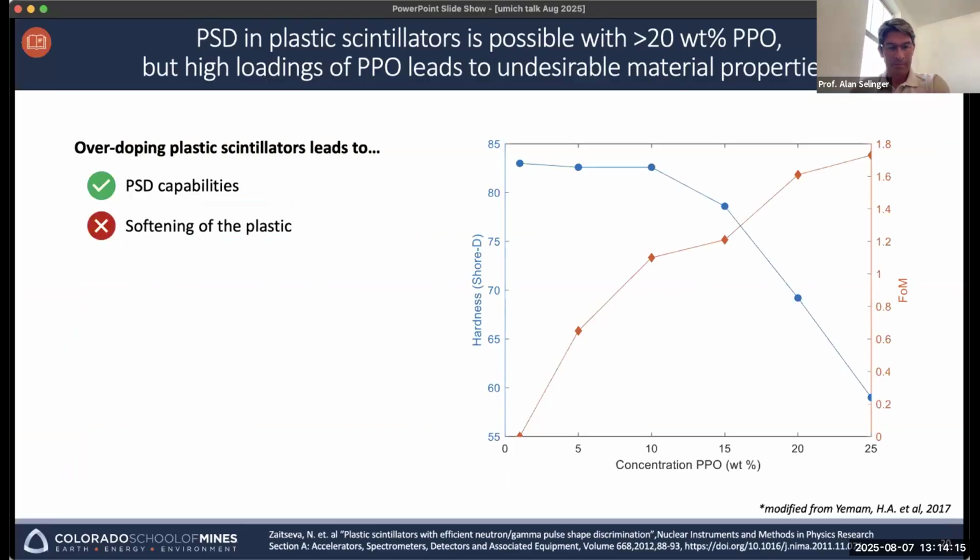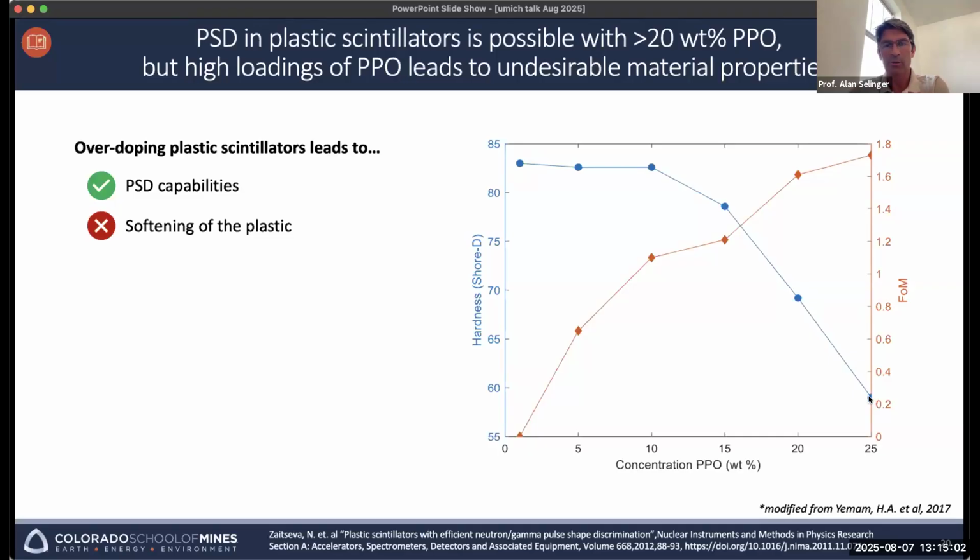So Natalia Zaitseva, who is a really amazing scientist in this area, about 8 or 10 years ago, discovered that if you overdope the dopant into the polystyrene, you can achieve pulse shape discrimination properties. Here you can see that when you dope this PPO dopant at 25 weight percent, you can get a figure of merit that is about 1.7, and that is very, very good. However, you can see that as a consequence of adding that dopant, the hardness of the material goes down.